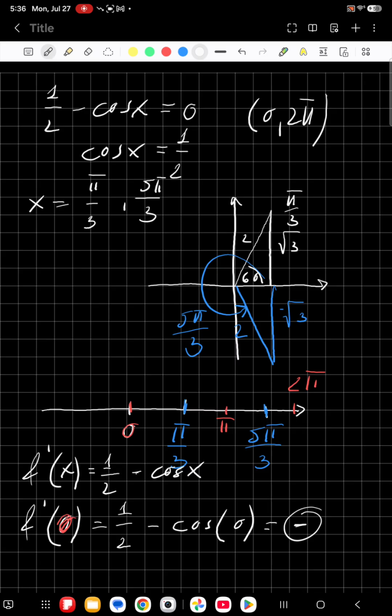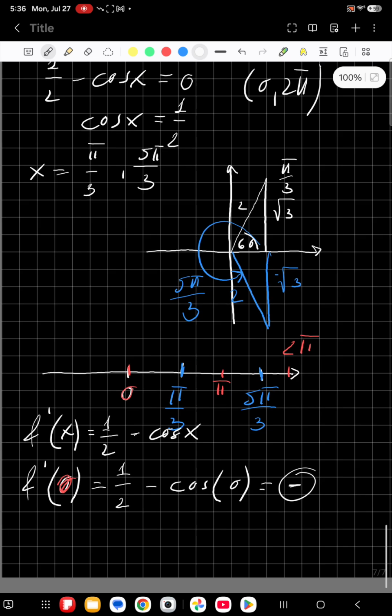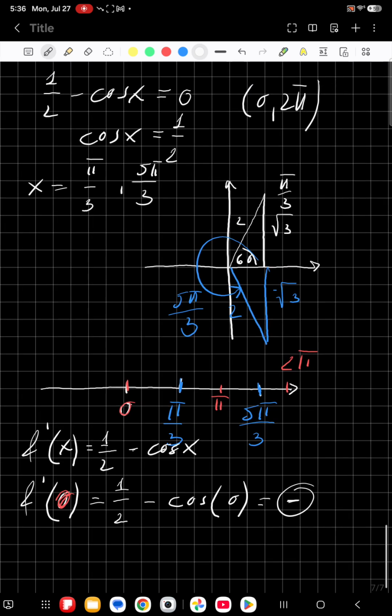Okay, and then f prime of pi. Actually, let me do it, why not? Good exercise for everybody, including me. Okay, so now I'm doing cosine of pi. So we have half minus cosine of pi. Cosine of pi is negative 1, so we have half plus 1, so positive.